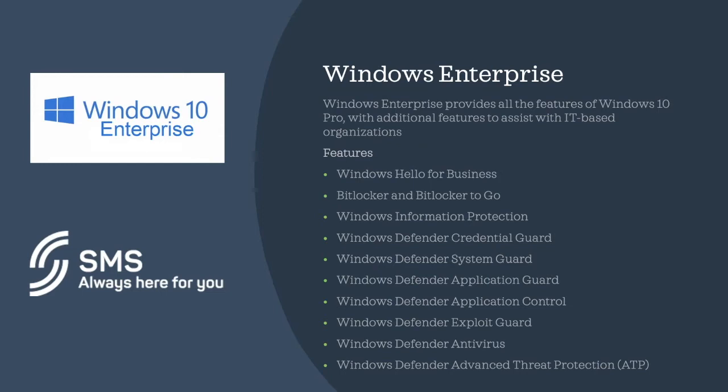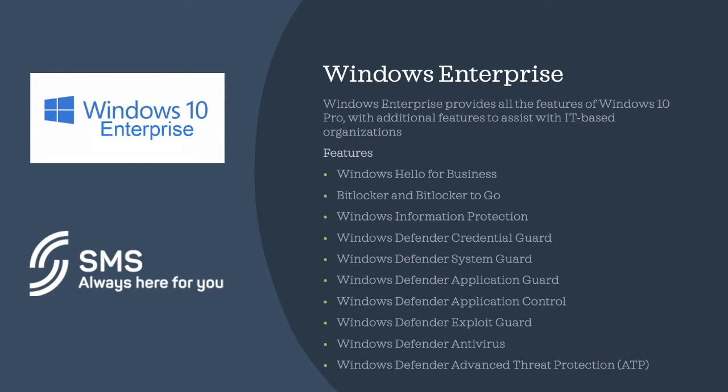You've then got a service called BitLocker, and this is basically the system that allows you to encrypt your hard disk. So should your laptop get stolen or you lose it, your data is going to be encrypted, so it's very difficult to break and access that data. You're then moving on to the enterprise options. So you've got things such as Windows Information Protection, and then you've got Defender Credential Guard, System Guard, Application Guard, Application Control, Exploit Guard, Antivirus, and Advanced Threat Protection.